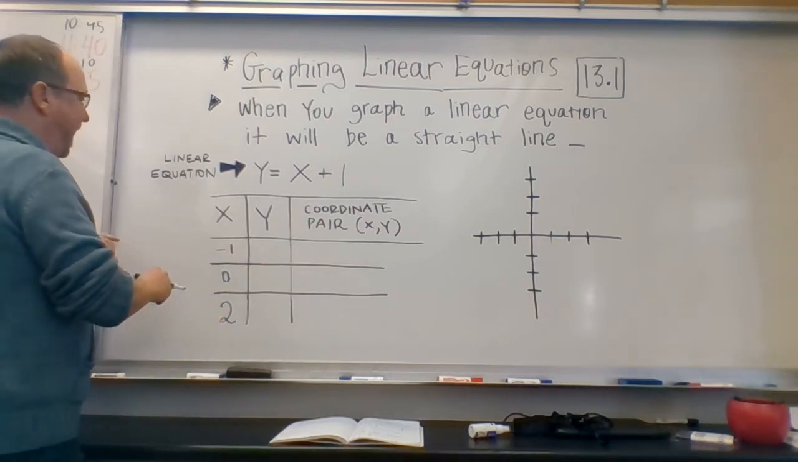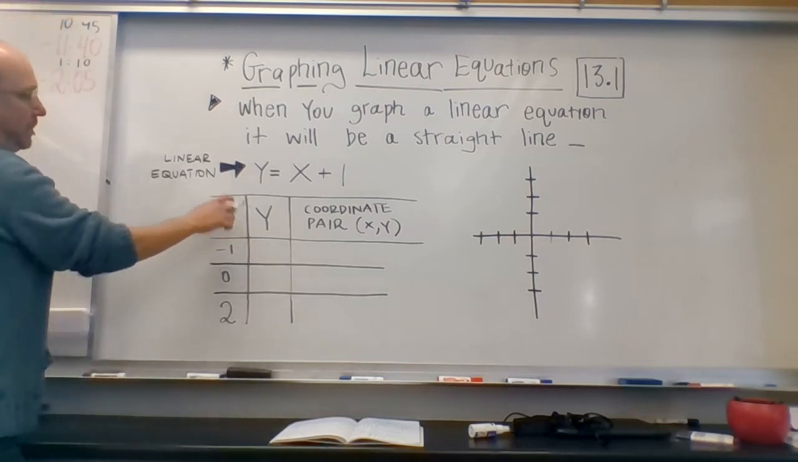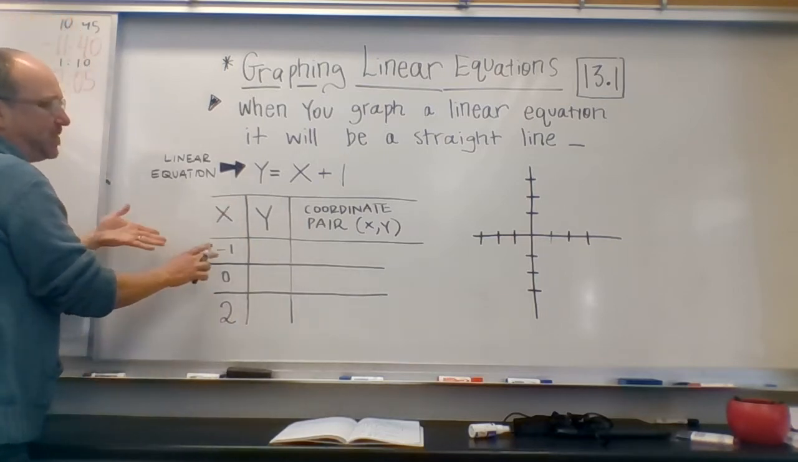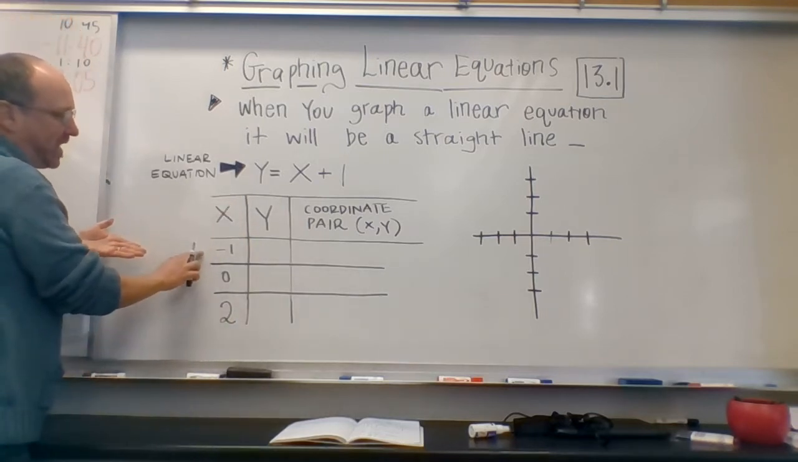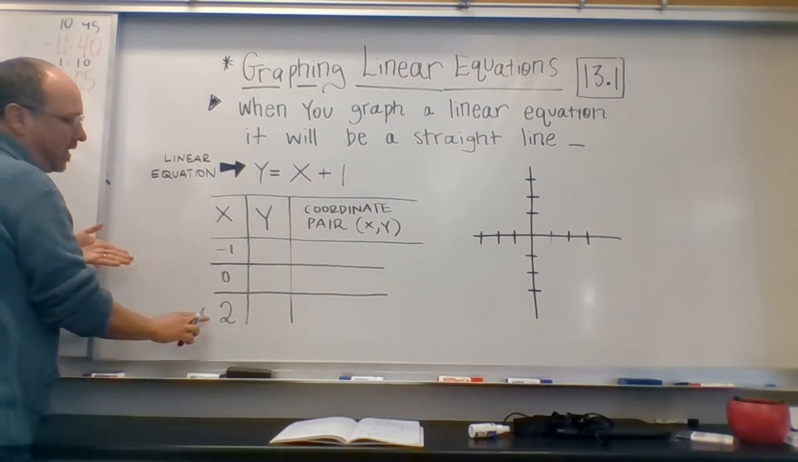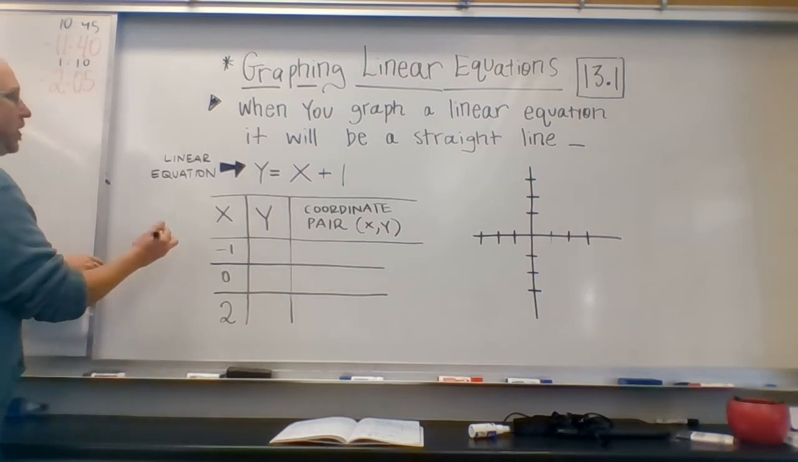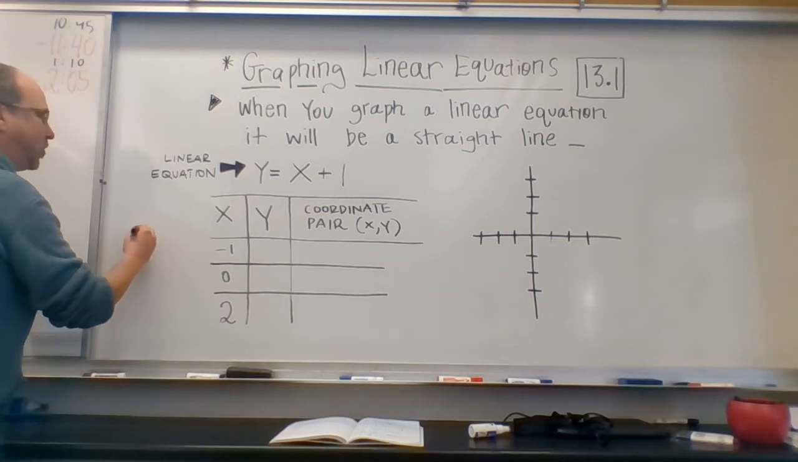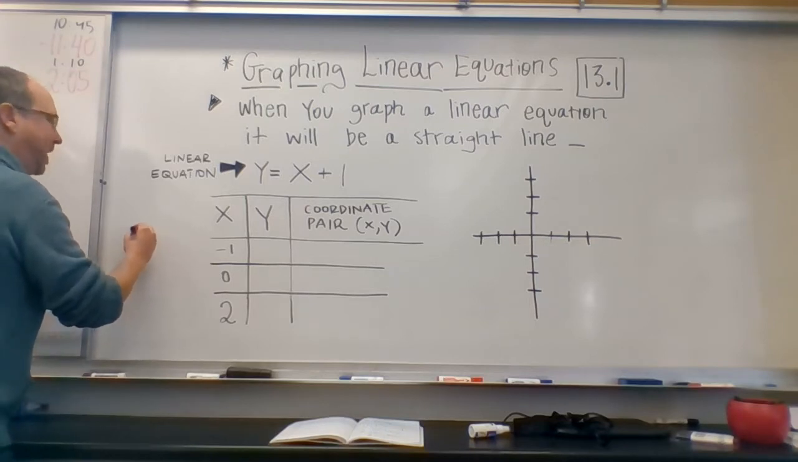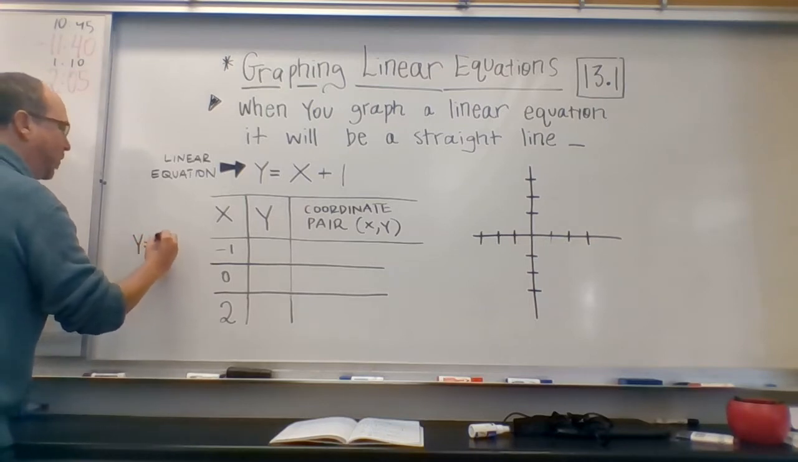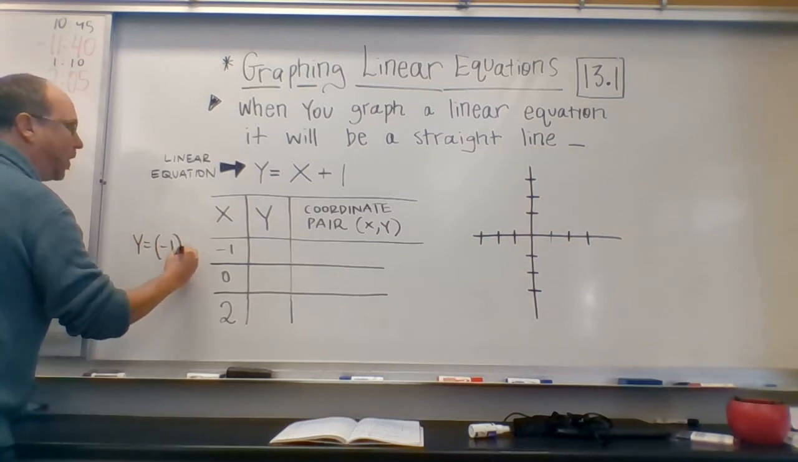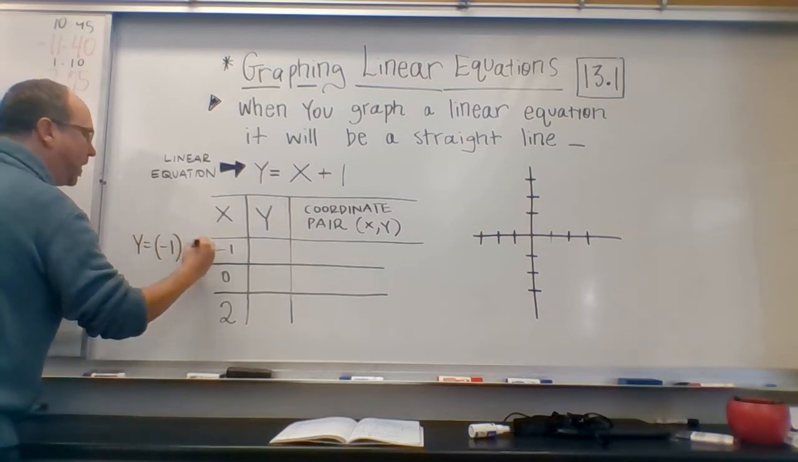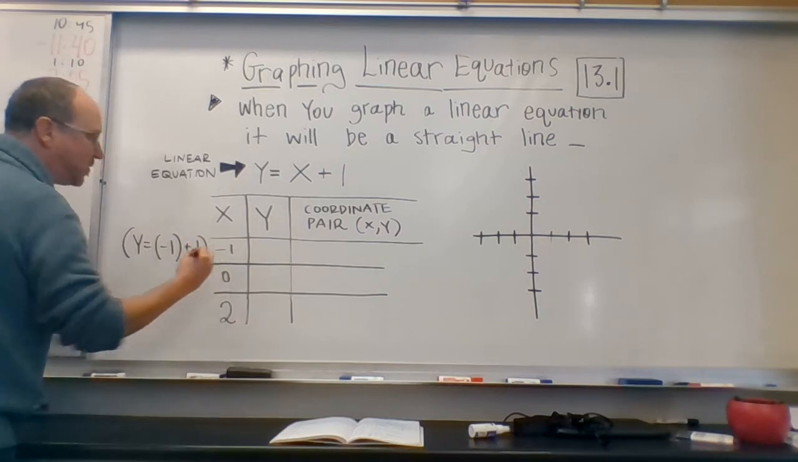So what we have here is a table, and I've determined some values for x I want to find. So if x is -1, if x is 0, if x is 2. Then you're going to take your equation and say y is equal to, if x is -1, and then plus 1. You're going to do this equation right here.